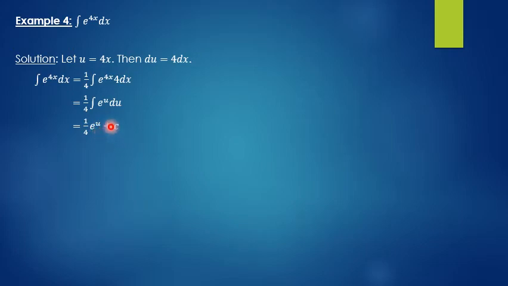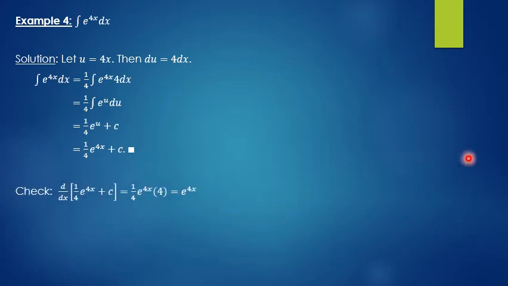We have to substitute back the function of x for the value of u. So we would rewrite it as 1/4 e to the 4x plus c. And again, if we get the derivative of this, 1/4 e to the 4x, so if this is our u, we would rewrite that as e to the 4x times the derivative of 4x, which is 4. 1/4 and 4 will cancel each other out, so we get e to the 4x, which is the one in the given.